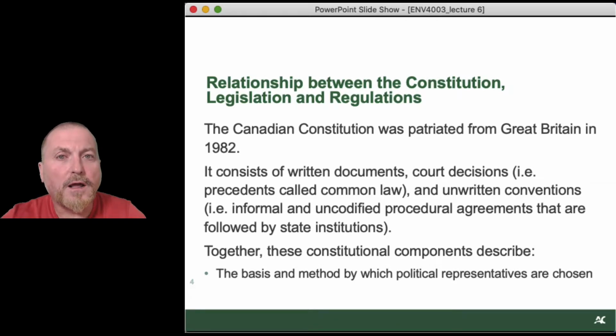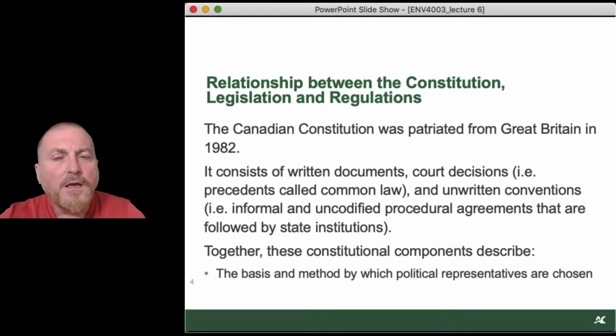Right? And then there are unwritten conventions, informal and uncodified procedural agreements that are followed by state institutions. Okay, and these become part of law because if a dispute goes to the Supreme Court, it will say, look, we've always done it this way, and once the Supreme Court makes a decision in that context, this becomes a common understanding and part of the constitutional matrix.